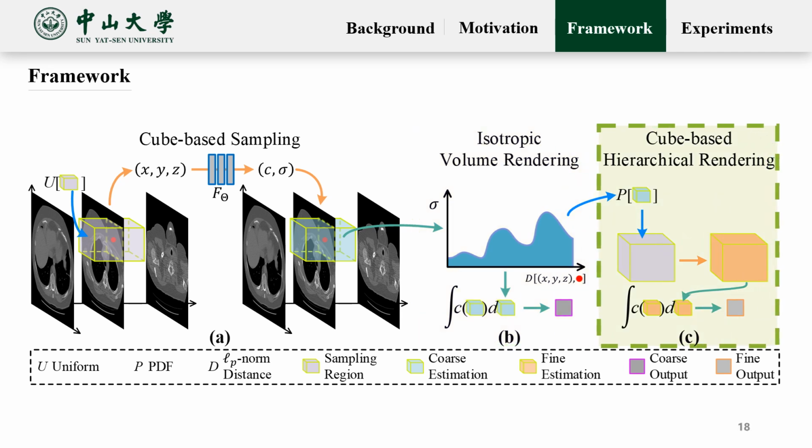Finally, CuNeRF resamples the points under the coarse estimation to acquire the fine estimation of the cube. The fine output is generated by the same procedures above. The fine output is the final result of the given pixel.